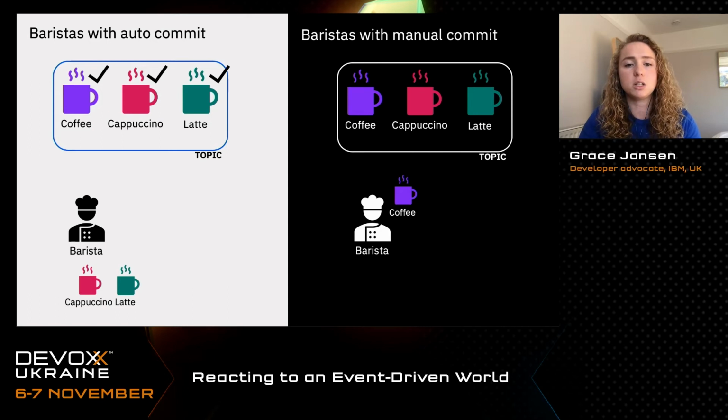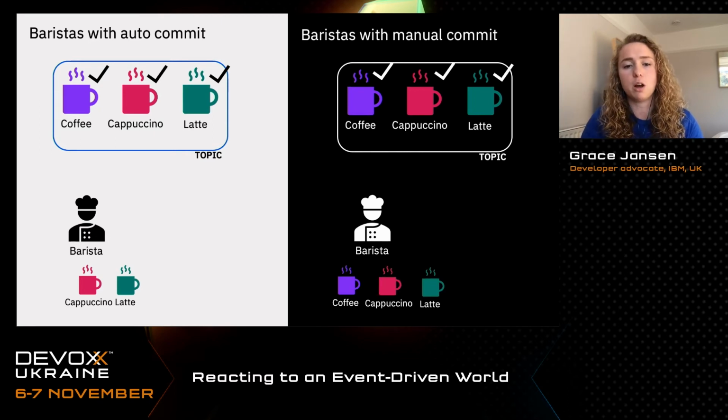In this case, our barista starts making the coffee, and you can see that tick doesn't appear until we serve the coffee to the customer. And the same can be said for cappuccino and latte. So in this regard, even if the barista had dropped the coffee midway through making it, we wouldn't have committed that offset. And so when our barista comes back online and looks at that topic again, it can see that it needs to start right from the beginning at the coffee order again. So this is a great way of introducing increased resiliency by committing these offsets manually and determining exactly when you want them to be committed in your consumers.